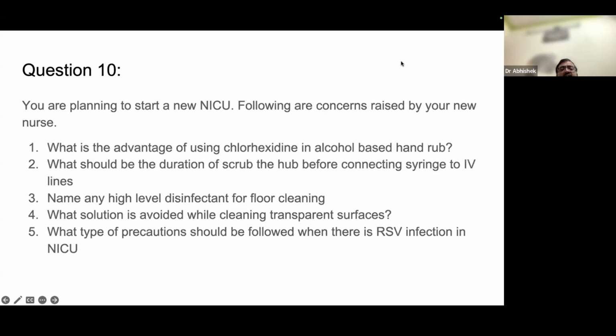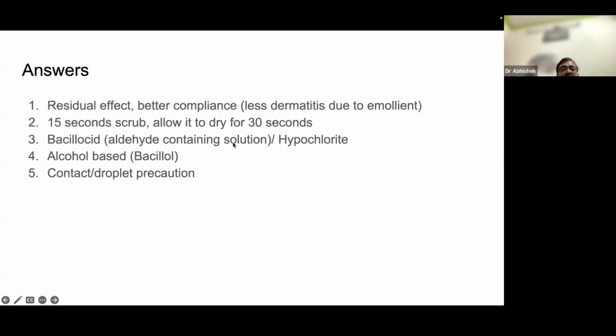What solution is avoided while cleaning transparent surfaces? Yeah, we need to avoid alcohol because it can cause opacity and can form crevices and act as a bacterial reservoir. Okay. What type of precaution should be followed when you have an RSV infection in the NICU? Is it contact? Is it droplet? Yeah, it is both contact or droplet. Ideally, droplet precaution for RSV. So I think most of you have answered this.